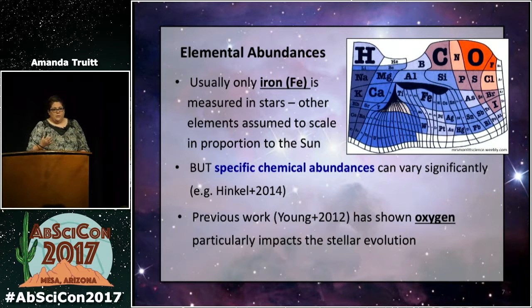With elemental abundances, usually only iron is measured in stars because it's easy and there are lots of lines, and other elements are just assumed to scale in the same proportions that are observed in the sun. But as in Natalie Hinkel's 2014 paper especially, we see that specific chemical abundances can vary significantly among stars. Previous work by Patrick Young has also shown that oxygen specifically has a really strong impact on stellar evolution.